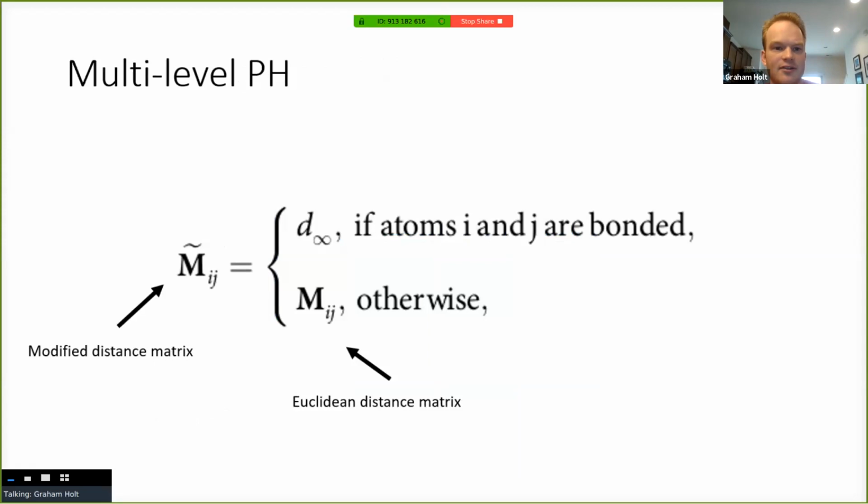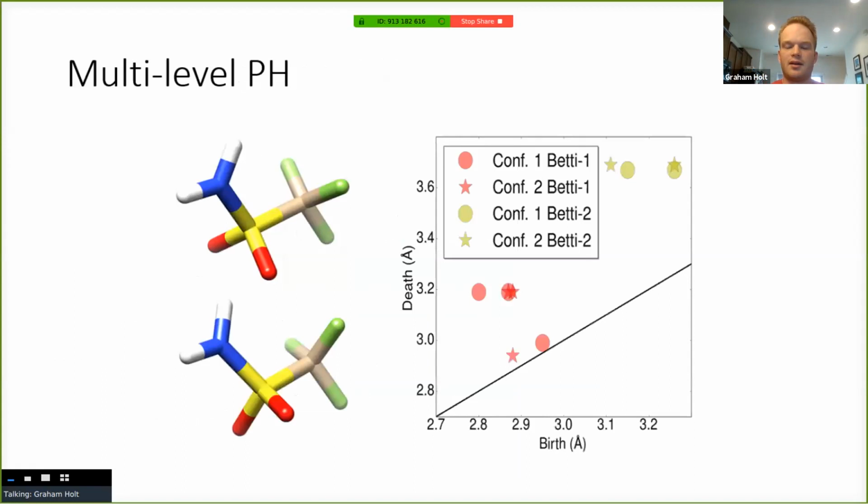Their idea for a multi-level persistent homology is essentially just a modified distance matrix. This is very similar to what they did in order to focus on protein ligand interactions or mutation versus the rest of the protein interactions. What they do here is they set the distance to be infinite if the two atoms are bonded, and it's just Euclidean distance otherwise. The idea here is essentially to de-emphasize the covalent interactions. And the rationale for this is that they show that it can be more sensitive to small changes.